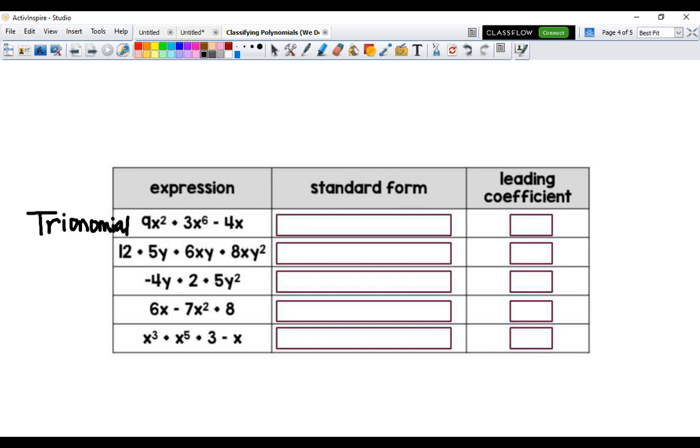All right, and they want it in standard form. That means I'm looking at my exponents. So looking at my exponents, I have an exponent of 2, I have an exponent of 6, and I have an exponent of 1. So when I rearrange them, the 6 will come first. The term that has an exponent of 2 would come next. And the term that has an exponent of 1 would come next. And they want to know what's the leading coefficient. Who's Beyonce? Who's in the front? 3.